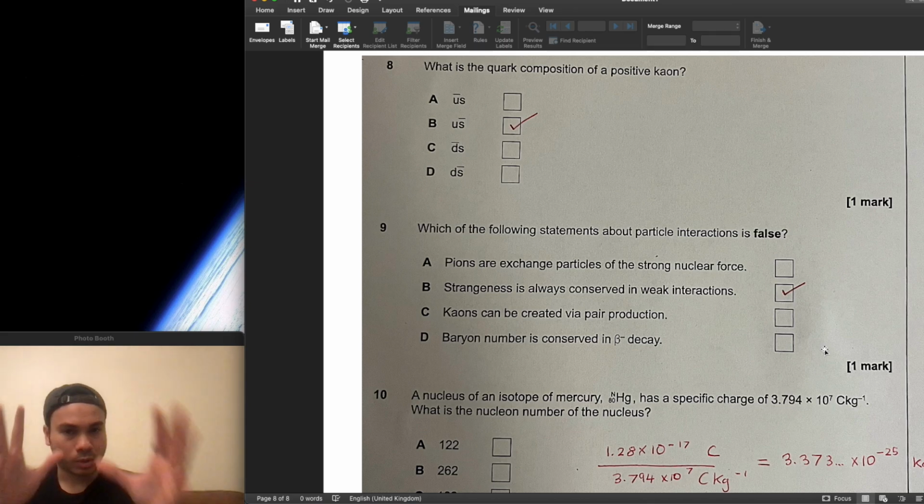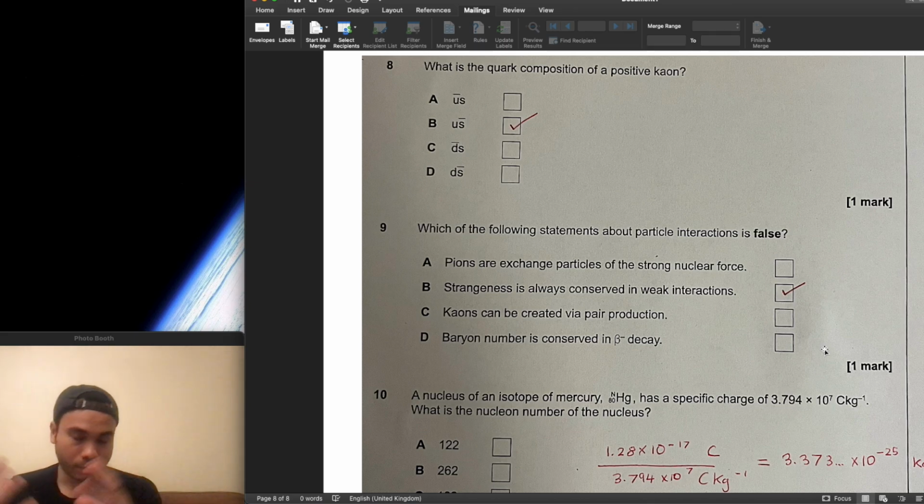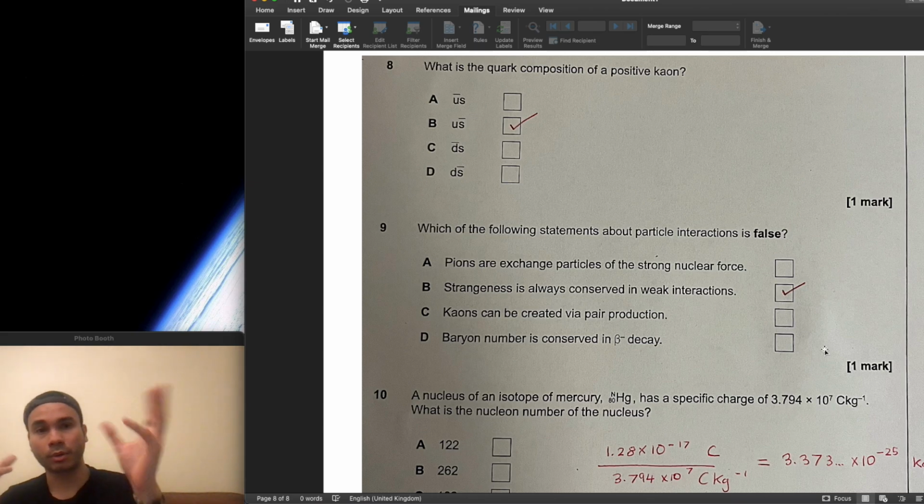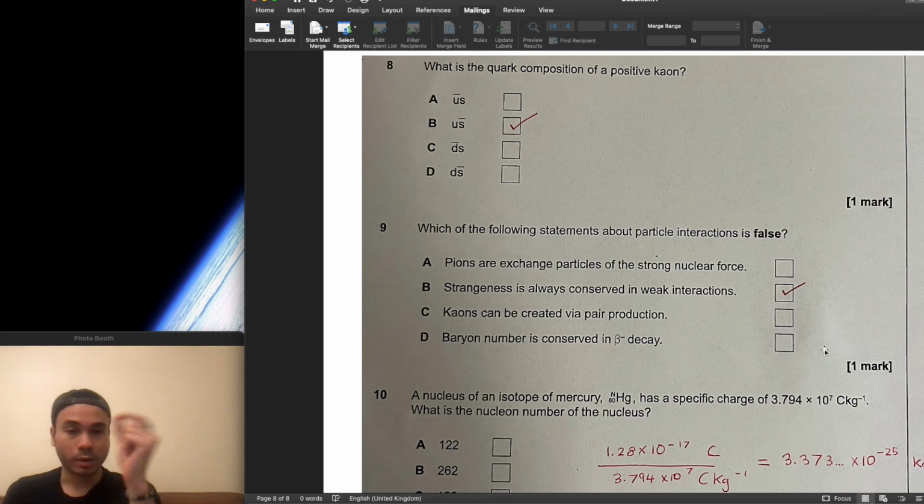Question 9, so just for context, question 8 is sheer memorization. There's no way of working out, oh, how can I work out positive kaon? The only thing you definitely know from a kaon is that it will have a strange quark, but that's not going to help you because all these options have strange quarks. So you need to know the correct order. Right, let's look at question 9.